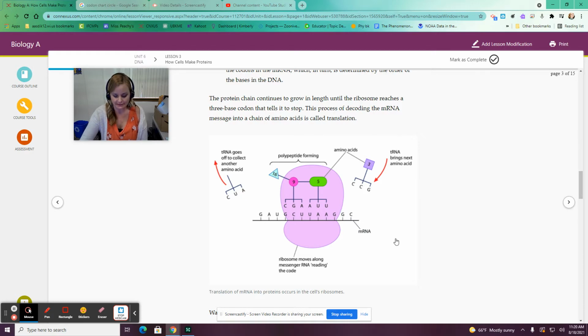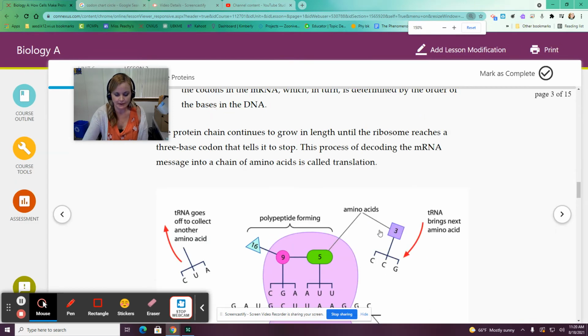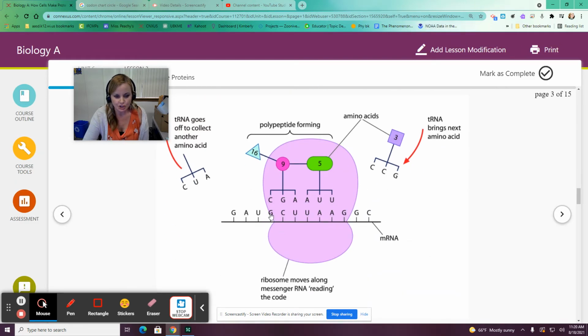So if we can isolate this, let me see if I can zoom in here and see what I'm talking about. This sequence, GCU, is a codon of messenger RNA. The complement to that is CGA. Remember, C matches G, G matches C, A matches U. So this transfer RNA right here is going to have a complementary codon. We call it an anticodon to the messenger RNA codon. It also carries on its tail one amino acid.